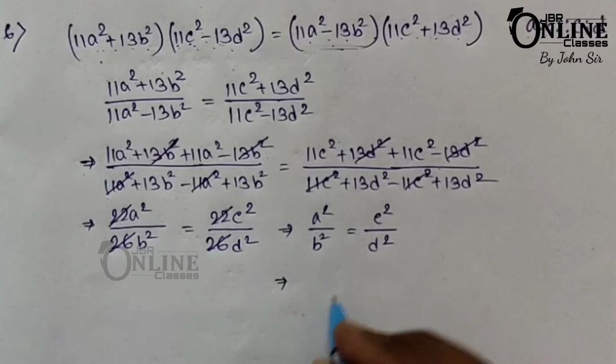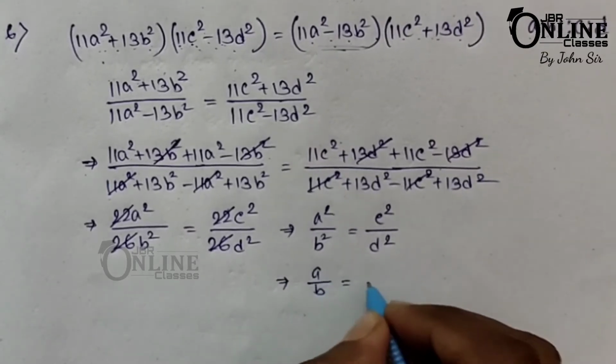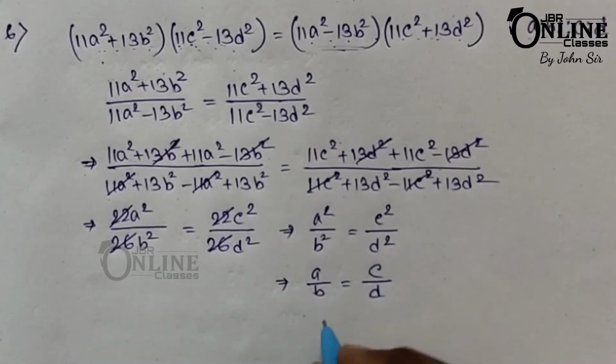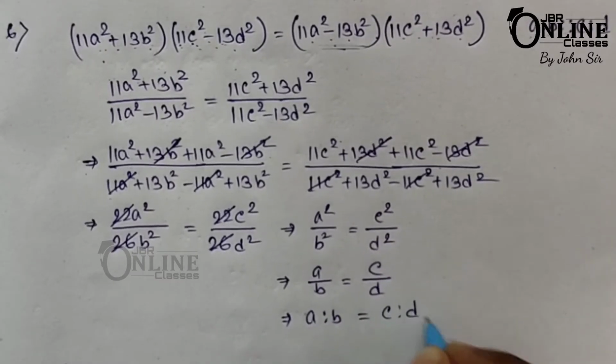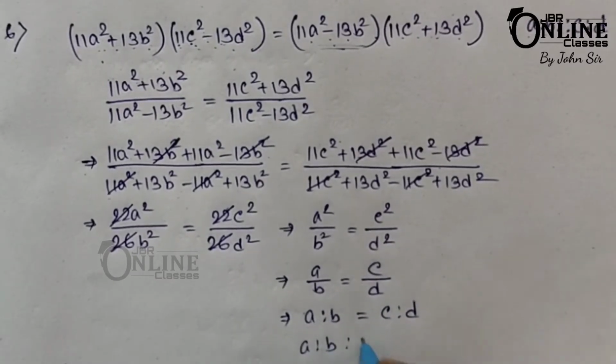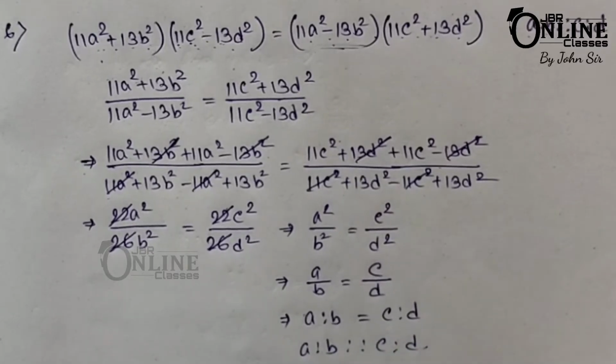Now if you square root both sides, it will be a by b equals c by d. So that means a is to b equal to c is to d. So that means a is to b proportion c is to d.